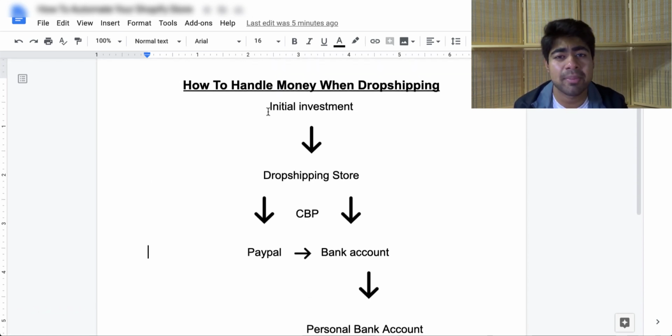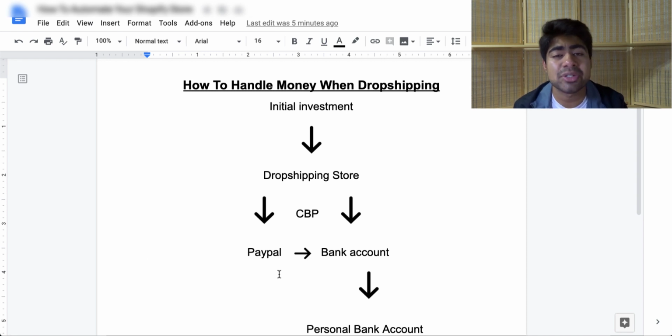Maybe you have various different bank accounts, maybe you have various different stores. What you want to be doing is for every new store that you want to have, a different PayPal account and a different business bank account for those stores, because you don't want to be mixing up whatever income is coming from one store with another store. And the same goes for the PayPal accounts.